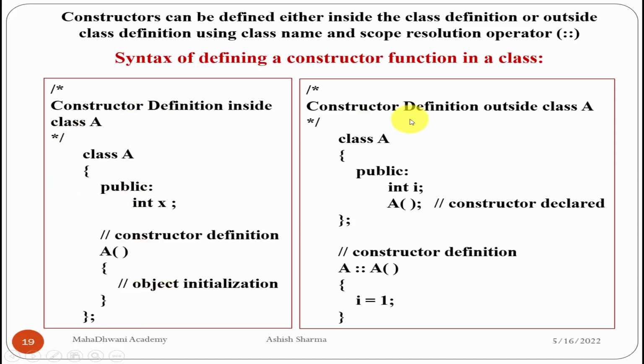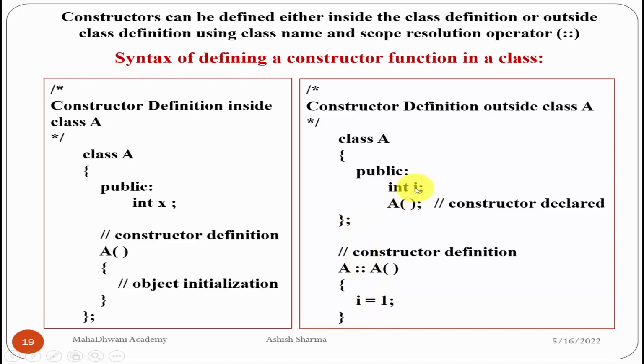Now we come to the constructor definition outside the class A. Here, in class A, we have a public section with one integer type variable I and a constructor declaration. This is called a constructor declaration because we did not give the body that defines the constructor. After that, we see the constructor definition. How do we write it? A is the class name, then the scope resolution operator, and then the constructor definition. The constructor definition is I initialized by 1. We have given the value 1 to the data member I.